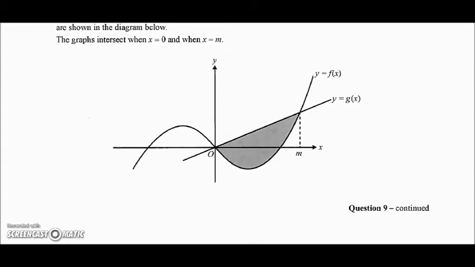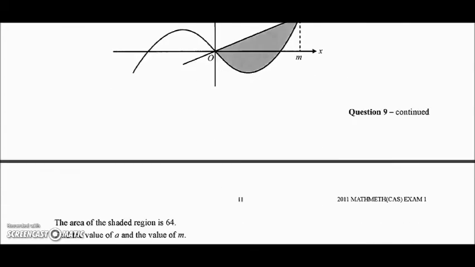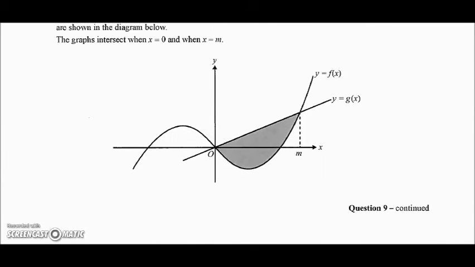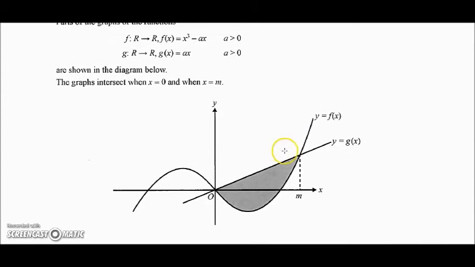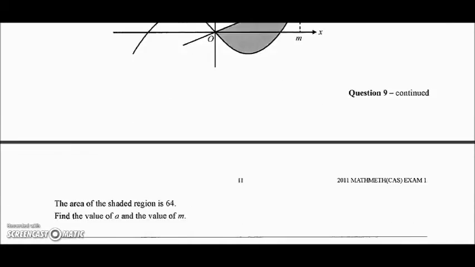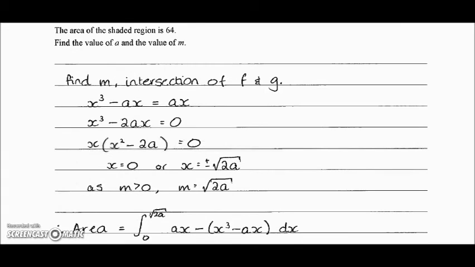Okay, so I think the easiest way to go about this one to start off with is use the fact that this point here is the intersection of the two functions. So when x cubed minus ax is equal to ax. So I'd start there. So the intersection of f and g is when x cubed minus ax equals ax, and I would solve that. So if we take everything to the left, we get x cubed minus 2ax equals 0. If we factorize, we end up with x is equal to 0, or x is equal to plus or minus the square root of 2a if we solve this bit in here.